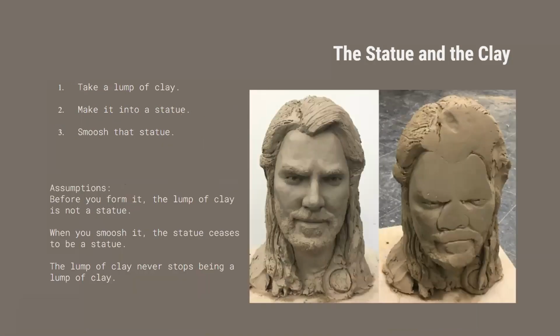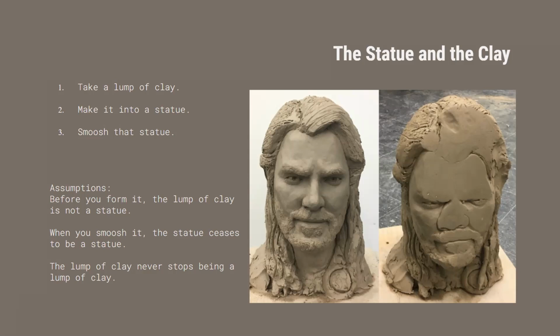All right, now let's take the puzzle of the statue and the clay. Imagine you've got a lump of clay and you make it into a statue. Great. So now you've got a piece of clay, you made it into a statue, and then you smush that statue. So at time one, you've got a lump of clay. At time two, you make it into a statue. At time three, you smush the statue into a lump of clay again.